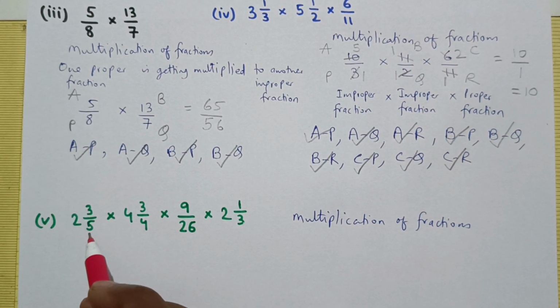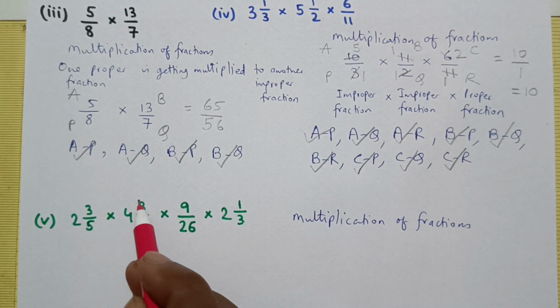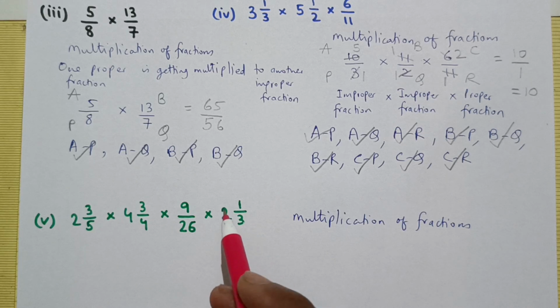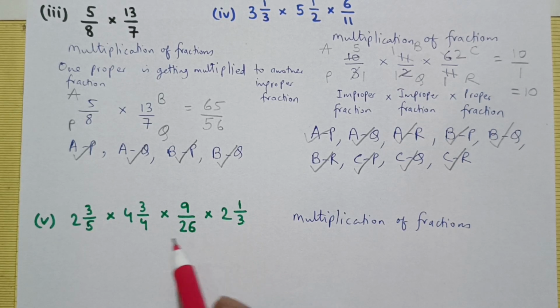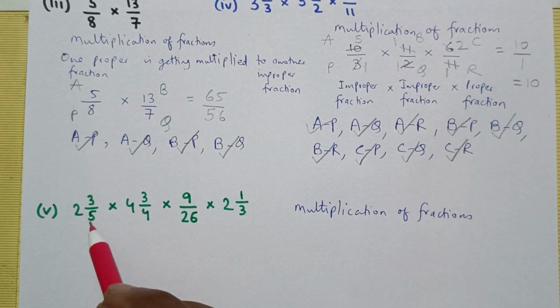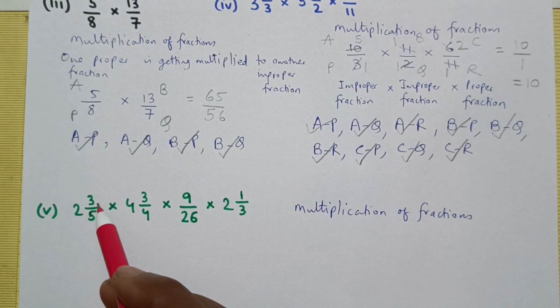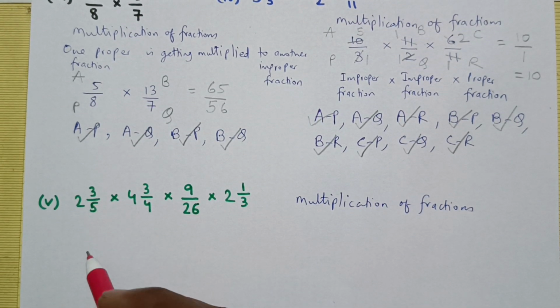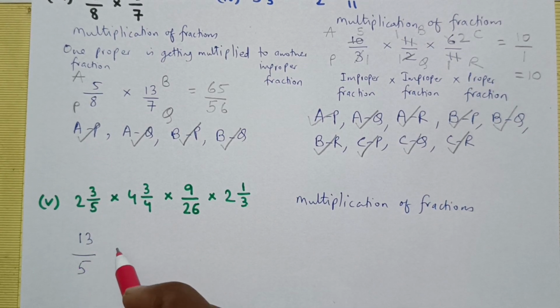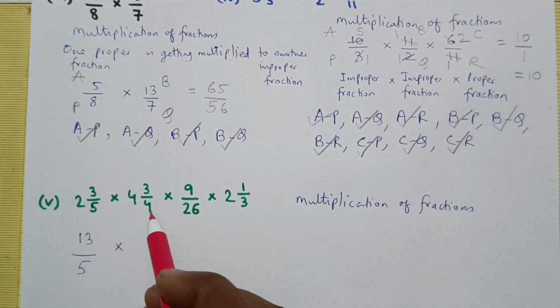So 2 3 by 5 is a mixed fraction, 4 3 by 4 is also a mixed fraction, 9 by 26 is a proper fraction, and 2 1 by 3 is also a mixed fraction. So first I will convert all these mixed fractions into improper fractions. So 2 3 by 5, when I convert it into improper fraction, it becomes 2 into 5 is 10, 10 plus 3 is 13, so 13 by 5 multiplied to 4 3 by 4.